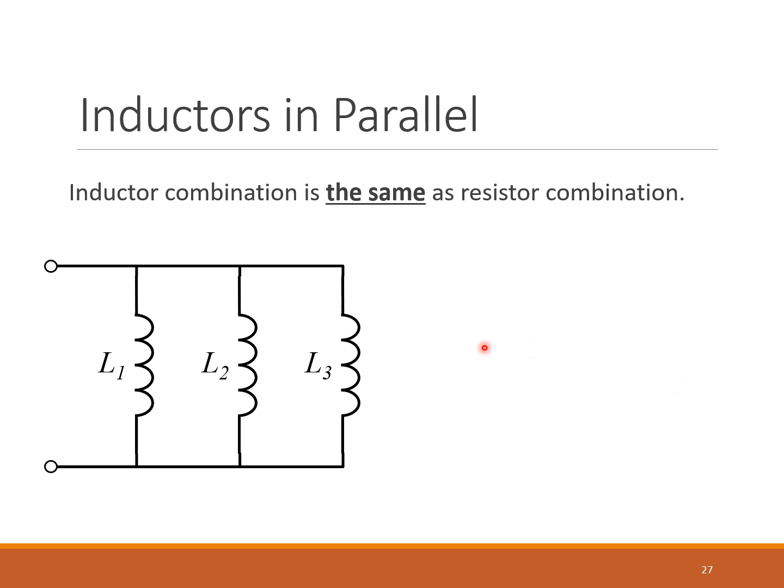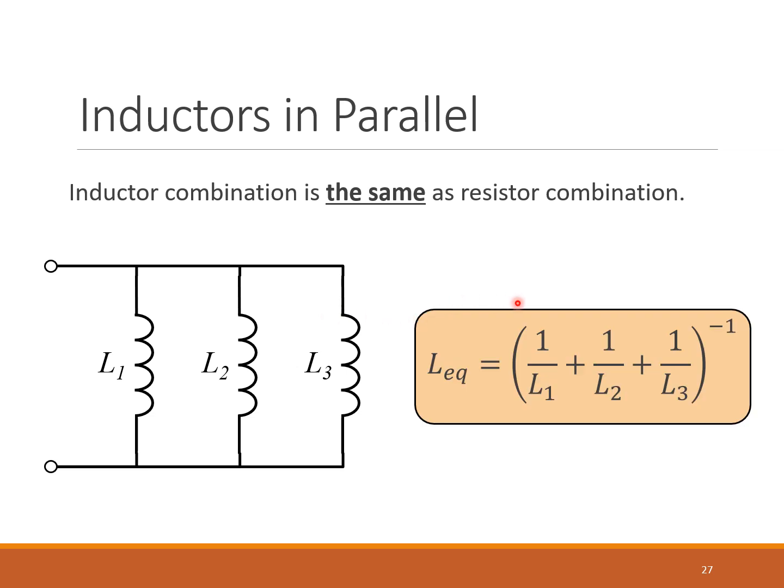So again, our inductors combining the same as resistors means that if we have inductors in parallel, we're going to use the same equation as we did for parallel resistors. So we have the sum of the reciprocals, and then we invert that to get our equivalent inductance. So again, the important thing to note is that inductors and resistors combine in the same way, and then capacitors combine opposite to how inductors and resistors combine.